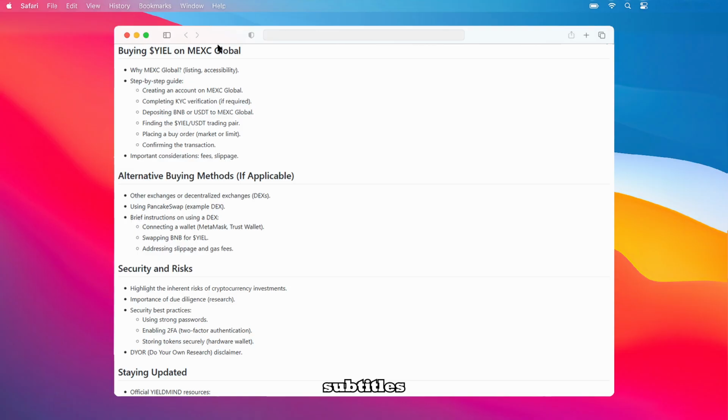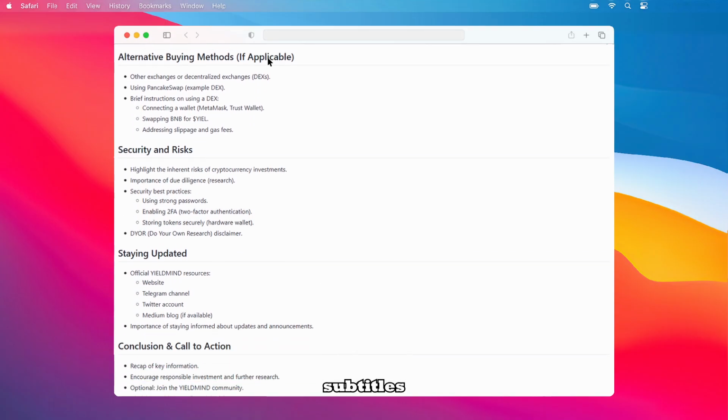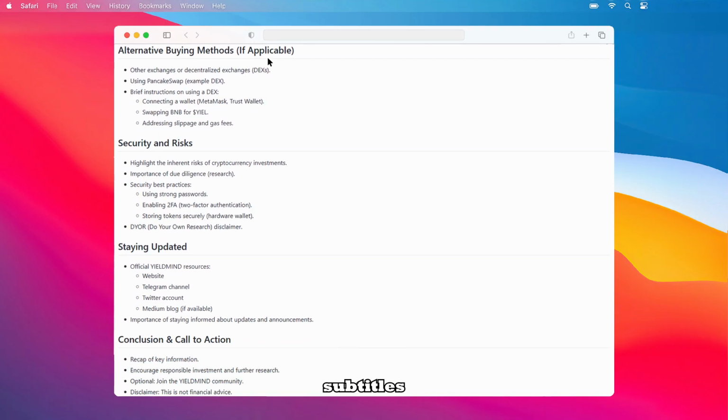While MEXC Global is a primary option, there might be alternative buying methods available, such as other exchanges or decentralized exchanges, or DEXs. PancakeSwap is one example of a DEX where you can connect your wallet, such as MetaMask or Trust Wallet, and then swap BNB for $YIEL. Just be aware of slippage and gas fees when using DEXs.